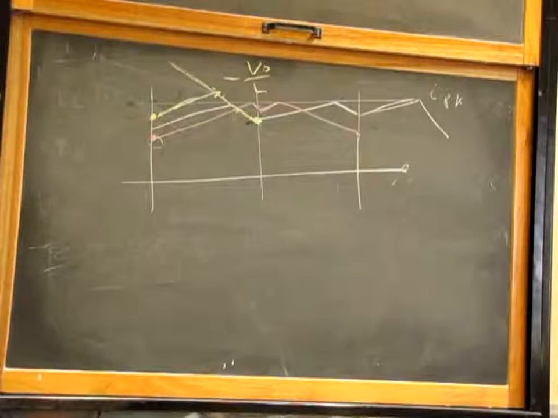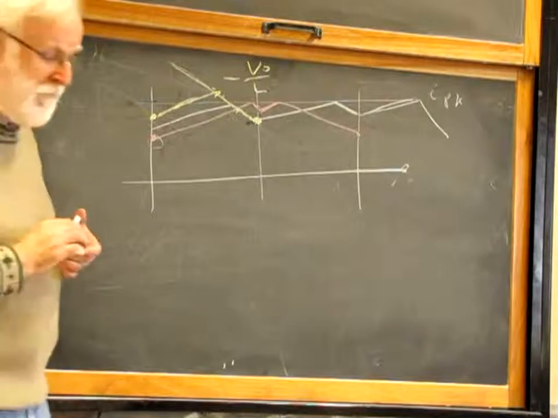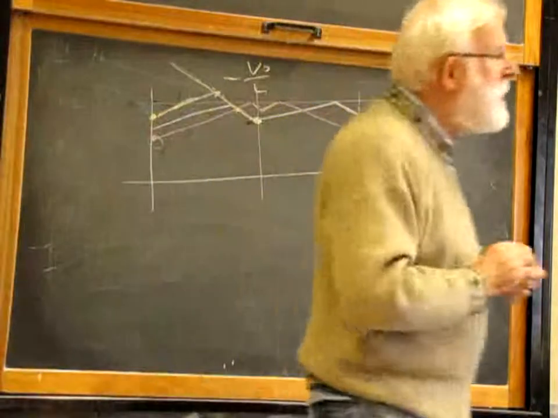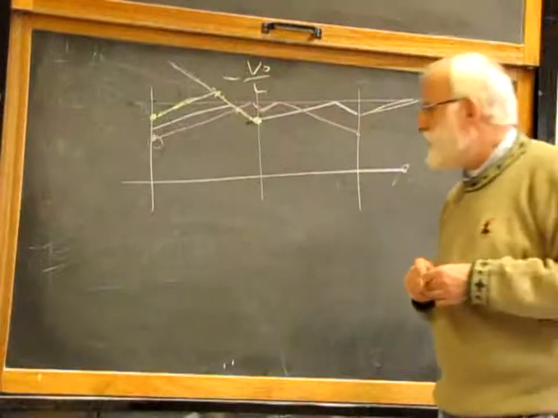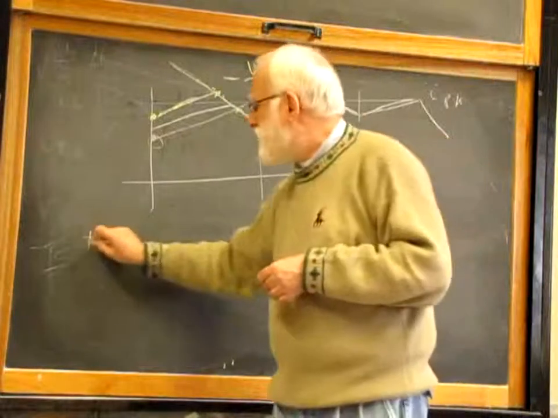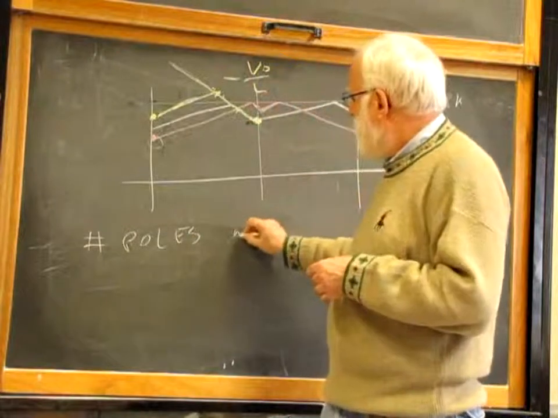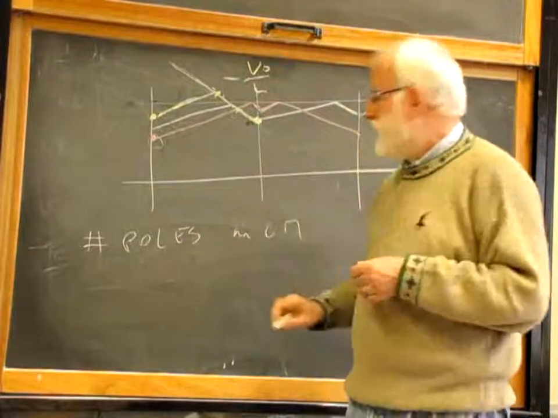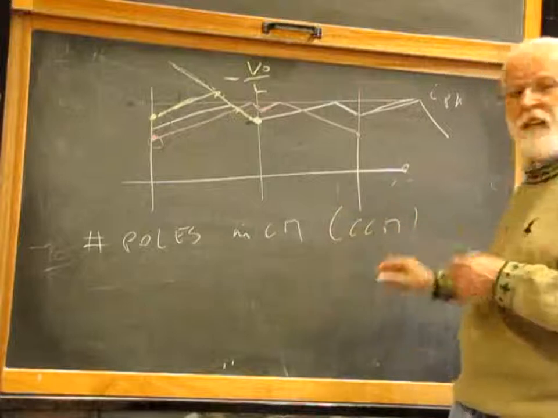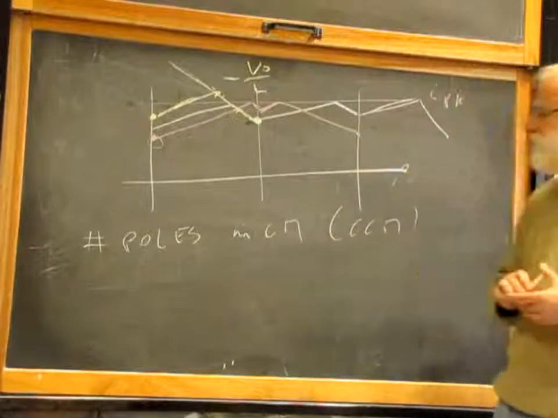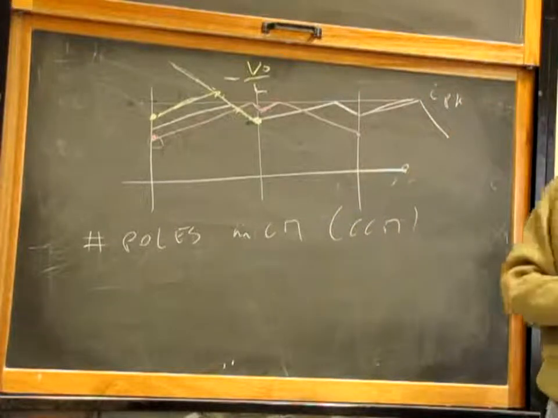And then, before going to the practical details, and practical details are painful in real life for current mode. Before going there, I would like just to discuss a little bit the number of poles in a current mode controller, CCM. DCM is a different story. How many poles do we have?